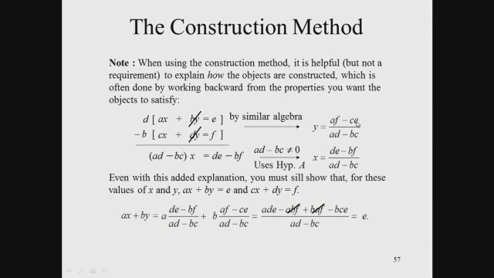And I'll let you go home and see that cx plus dy equals f for those values of x and y. So let me take a moment to summarize the construction method. First of all, when should you use it? You should use the construction method when, in the backward process, you need to show that there is an object with a certain property such that something happens. That's the time that you want to think about using the construction method.